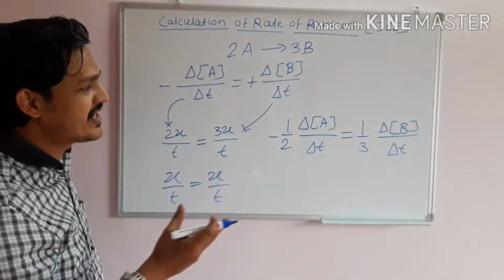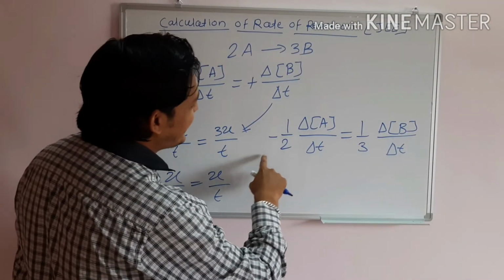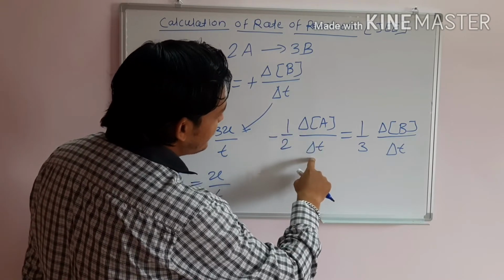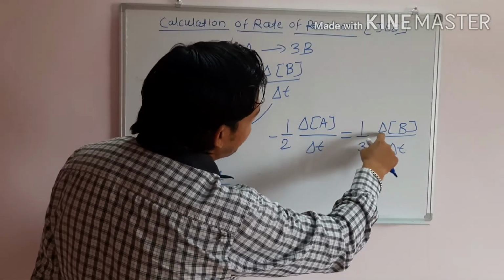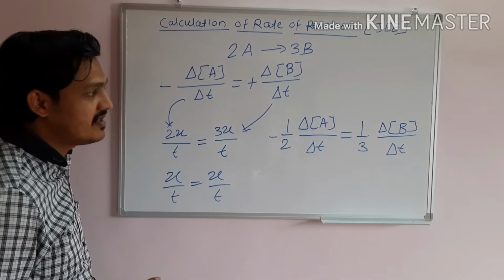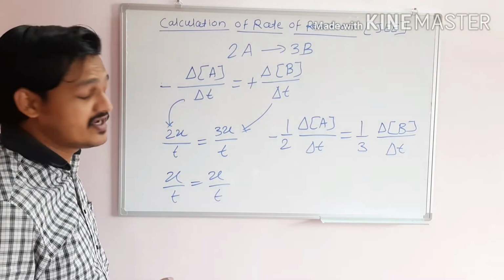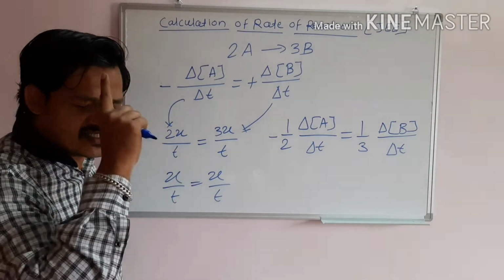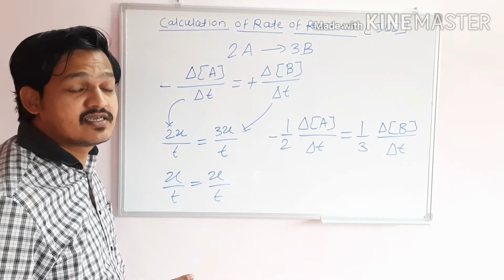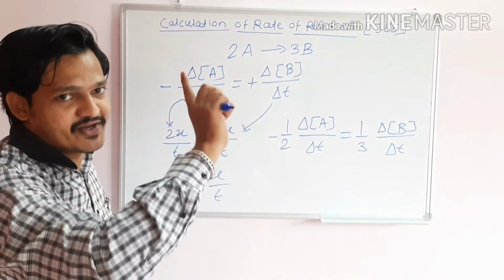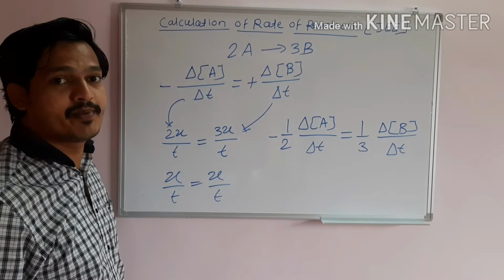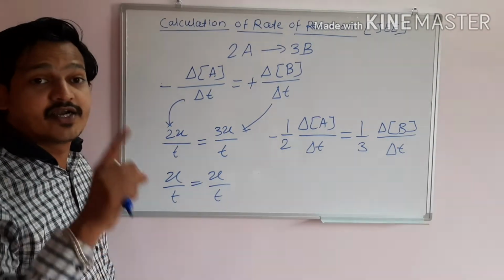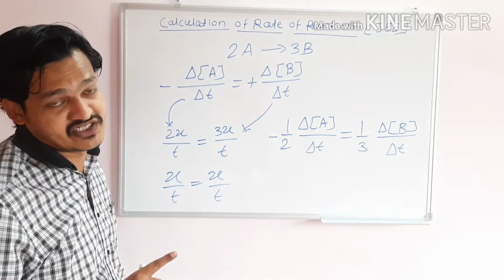Okay, in that way you have to write minus 1/2 del A divided by del t is equal to plus 1/3 del B divided by del t, because of balancing the equation. Then I can tell you the rule: change in concentration of species divided by its stoichiometric coefficient. I can tell you a proper rule now.